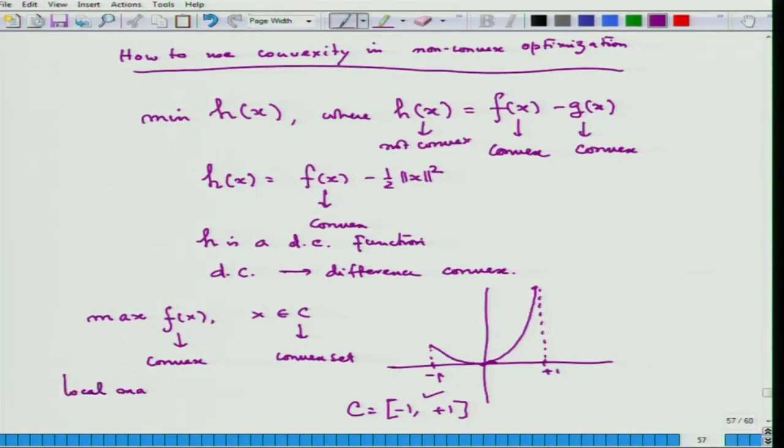Local maximum for this problem does not imply global maximum. Thus, it is a hard problem. Any problem where a local minimum is a global minimum, or a local maximum is a global maximum, is a soft, simpler, or tractable problem.